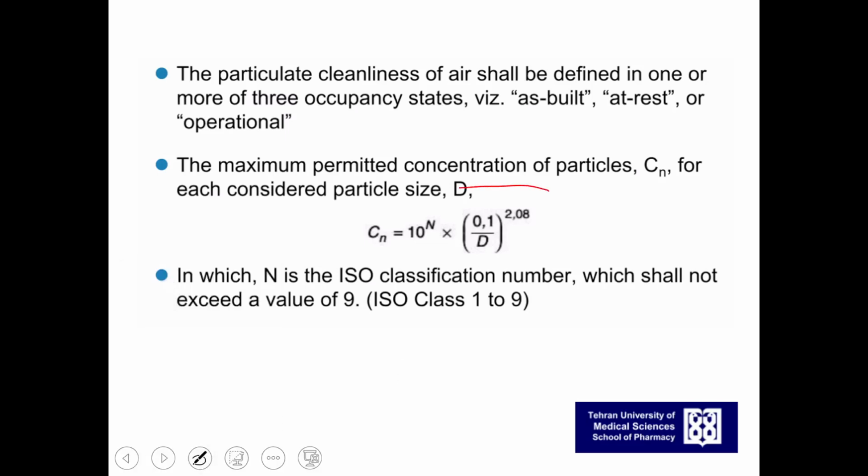This is the size formula. Okay, Cn equals 10 to the power n into 0.1 over D into 2.08, where n is the ISO classification number, which should be 1 to 9, and D is the diameter of the particle size.